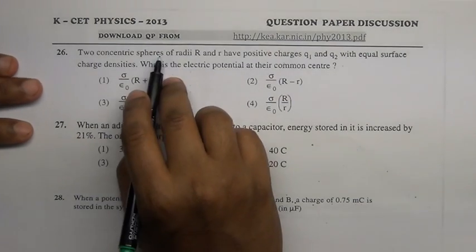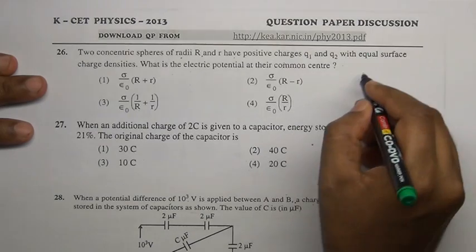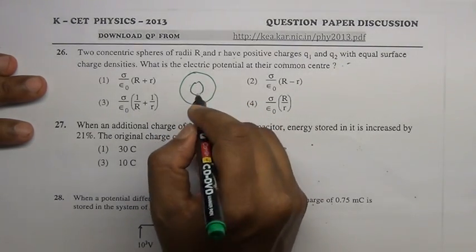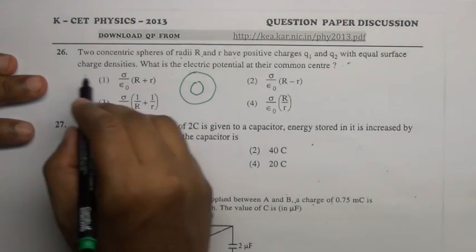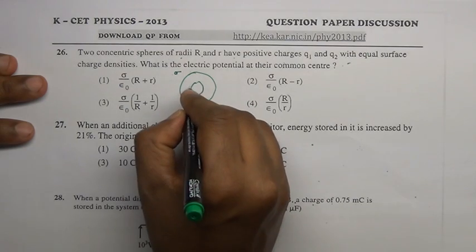Two concentric spheres of radii r and R having positive charges q and Q. There are two concentric spheres with equal surface charge densities. Surface charge density sigma, here also sigma.